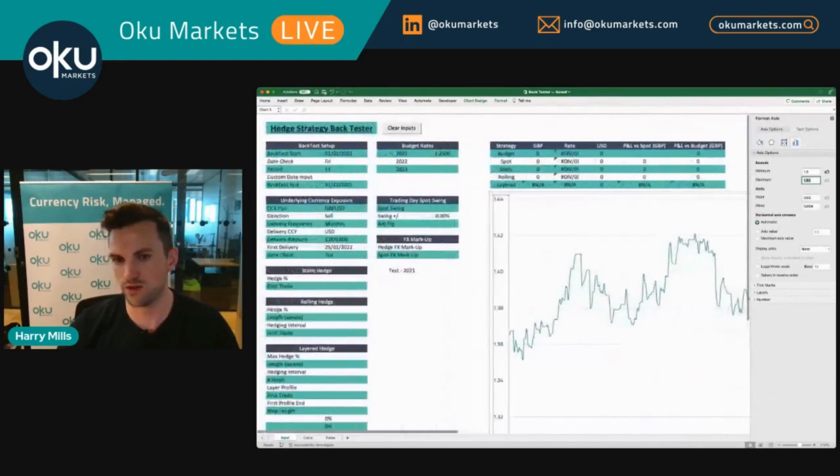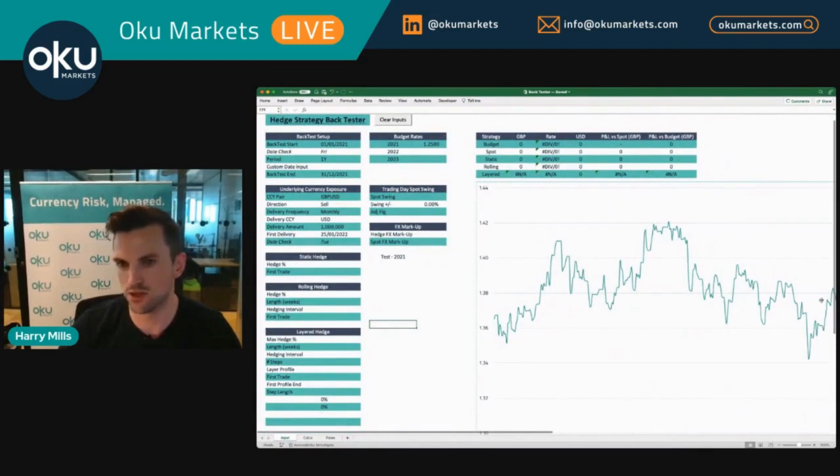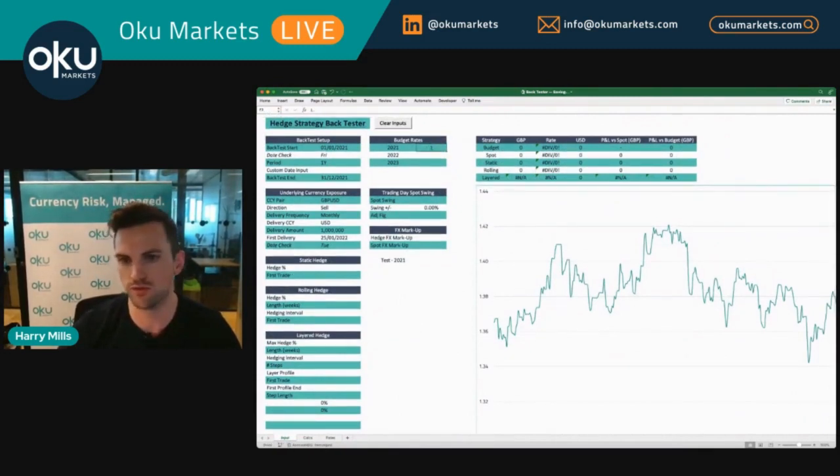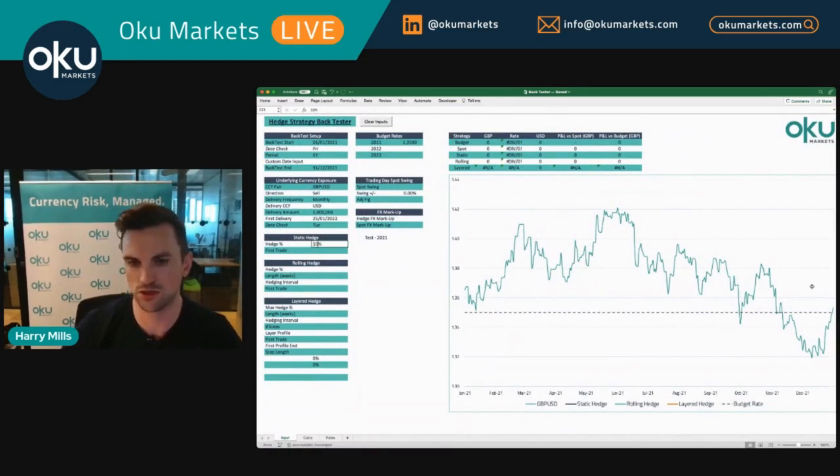So quite a volatile year by the looks of things. So we're just going to put some data into the back tester to get started. So perhaps we set a budget rate of, let's call it 1.35. So we've got our budget rate now shown on the chart. There we are. And we could perhaps do a static hedge. So a static hedge, if you're on the first session, is a hedge. It's like a set and forget approach. You do one trade, usually at the start of the financial year or just before, and that's to cover your full requirement. So let's say we did that on 5th of January 2021, for example.